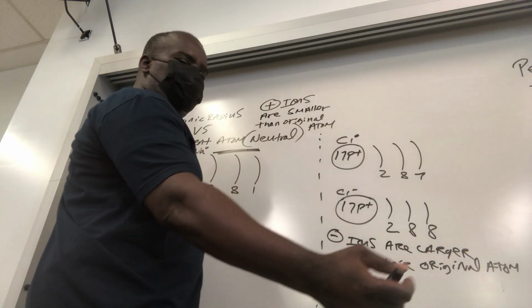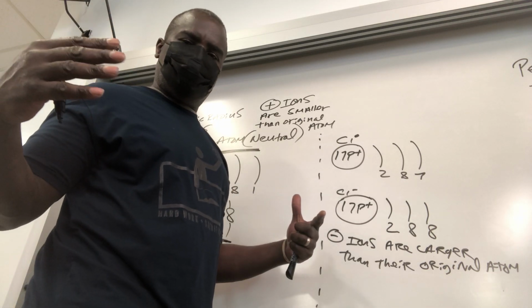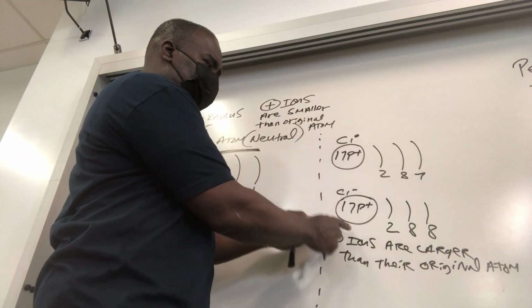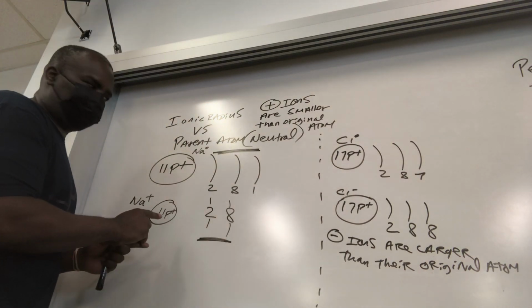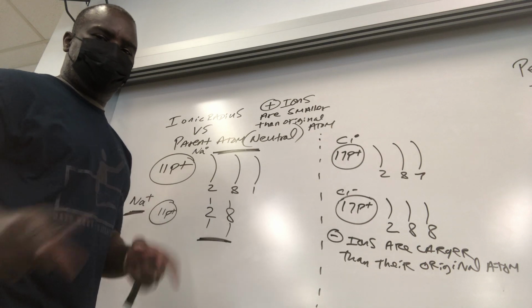Why is that? It's gaining one more electron. The electron cloud, think of it as getting a little more puffier. There's one more electron in the cloud. So the negative ion chlorine is larger, and that's a general truth. But for positive ions, they're gonna be smaller than their parents.